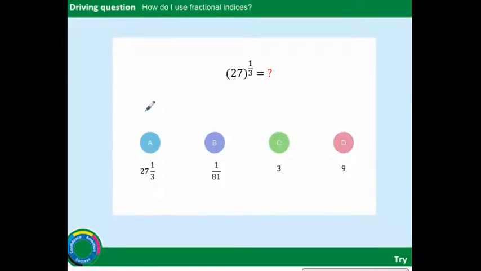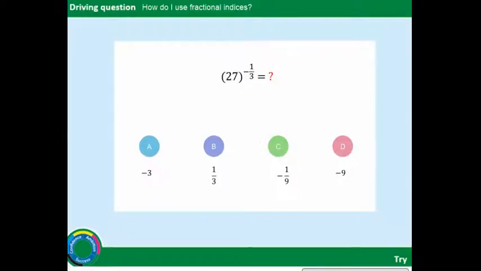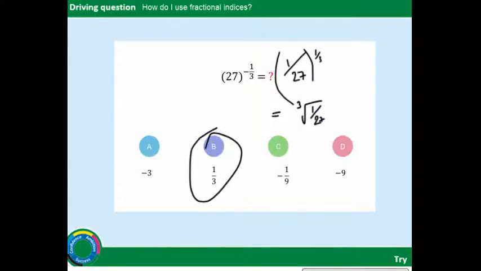27 to the power of 1/3. So I'm going to find the cube root of 27 because the denominator is 3. The cube root of 27 is 3. 27 to the power of negative 1/3. So in other words, I'm raising 1 over 27 to the power of 1/3. In other words, I'm finding the cube root of 1 over 27. The cube root of 1 is 1, the cube root of 27 is 3, so my answer is 1/3.